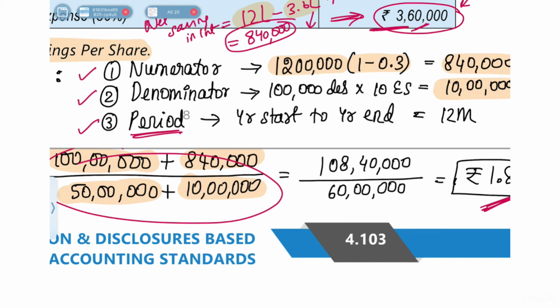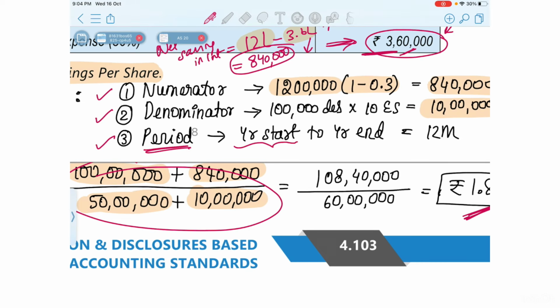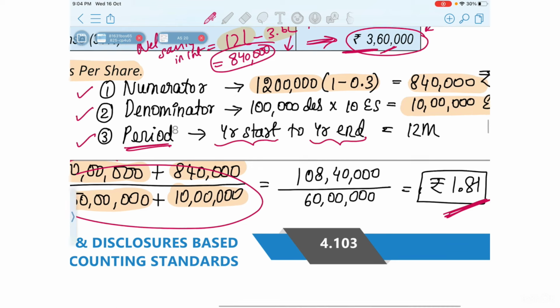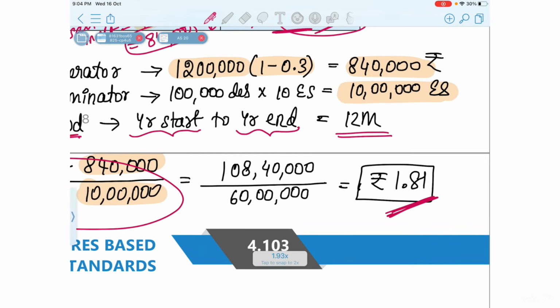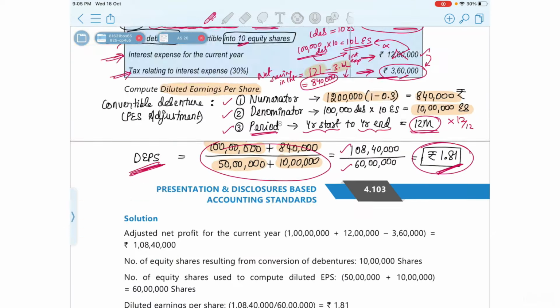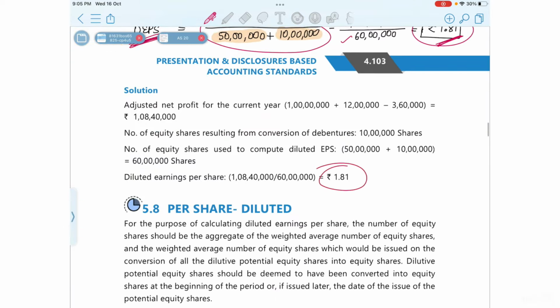And here, speaking of the period, because they have not mentioned any period as such about the issue or conversion, we are going to assume the period is from year start to year end. That means the entire 12 months. So here you need not take a time factor adjustment, because it is anyway going to be 12 by 12 only. So it's of no use, you can just ignore that. Hope you understood this, and this is the answer here as well.